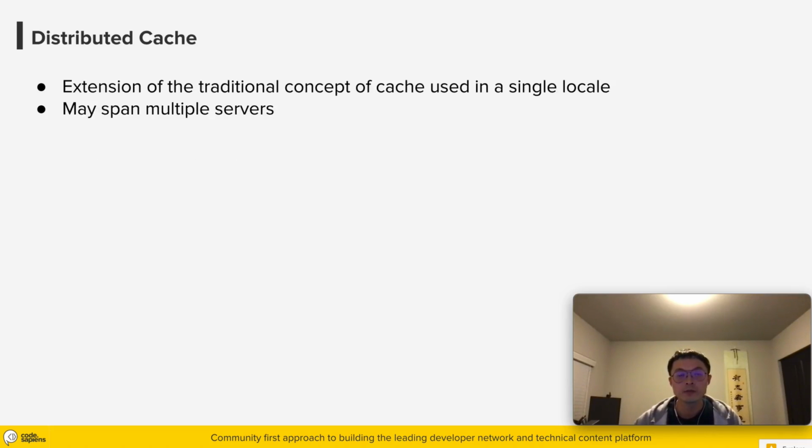So let's get started. First of all, what is distributed cache? In computing, by definition, a distributed cache is an extension of the traditional concept of the cache used in a single local. A distributed cache may span multiple servers so that it can grow in size and in transactional capacity as well. Usually in distributed system design, we don't use local cache, and distributed cache can be a better choice.